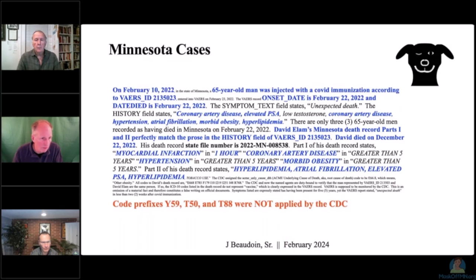Myocardial infarction, coronary artery disease, hypertension, morbid obesity, hyperlipidemia, atrial fibrillation, and elevated PSA, hyperlipidemia. I think I got the right guy. It's almost as if somebody took the death record and wrote it into VAERS. Hey, John, does VAERS tell you what state the person is who had the adverse event?